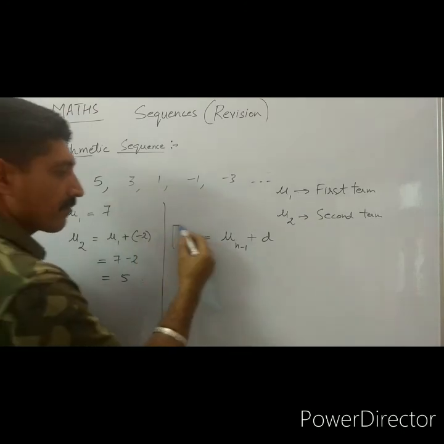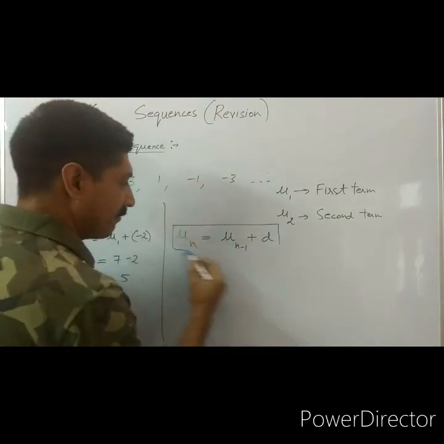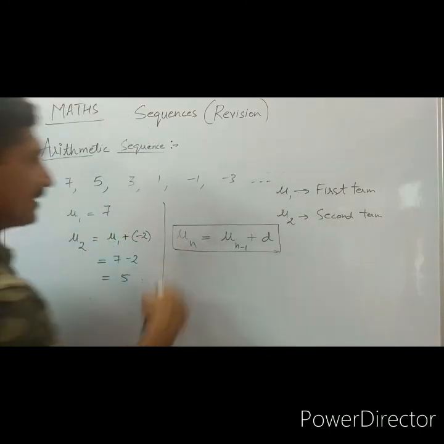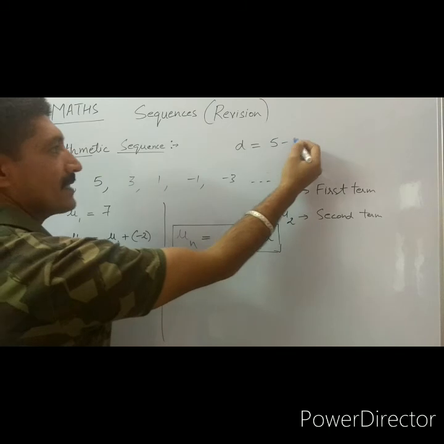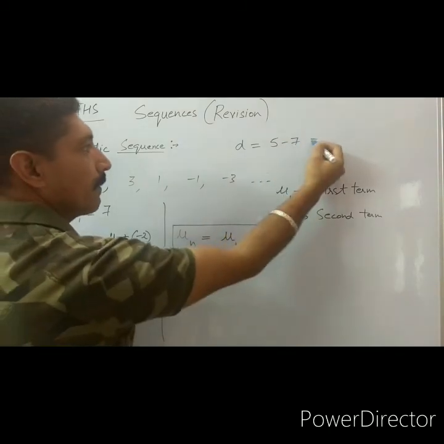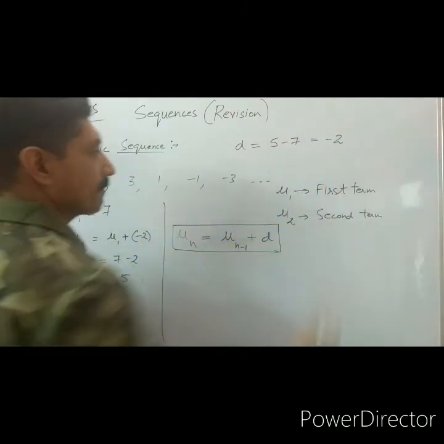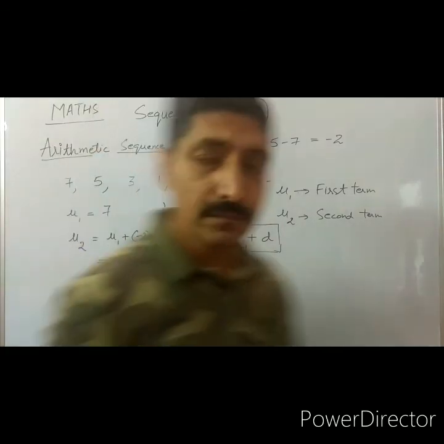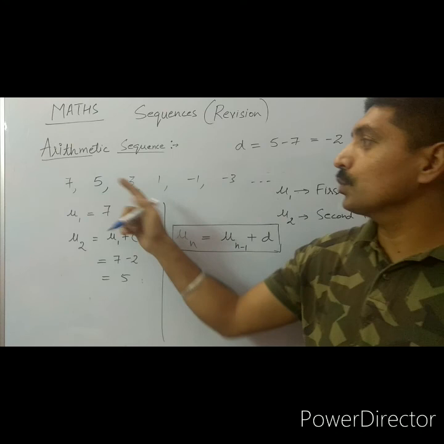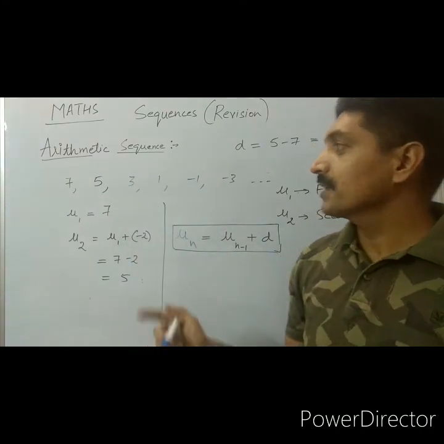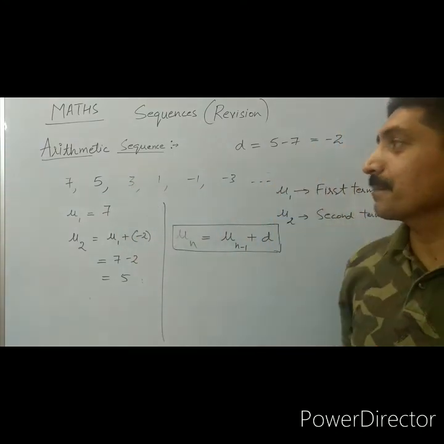So here in this case we have the common difference, that is minus 2. The common difference d here is u2 minus u1, 5 minus 7, which is equal to minus 2. So in this sequence, the difference of any two successive terms, the common difference, is the same.